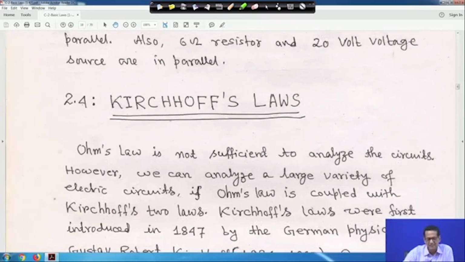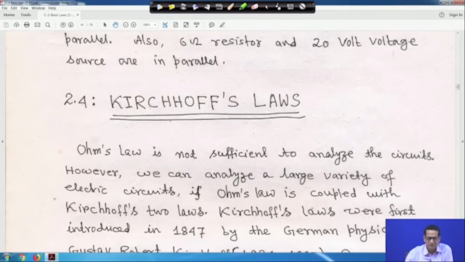Now, next is Kirchhoff's laws. Actually, he was a German, and generally in the pronunciation, whatever I have understood from the people, the C should remain silent in pronunciation, it will be Kirchhoff's laws, right. So, C should remain silent.